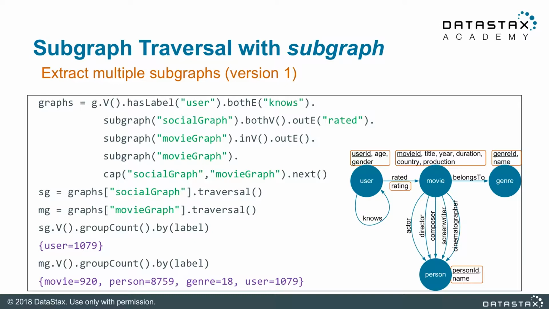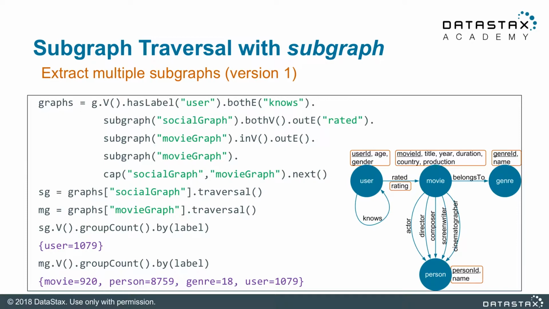We see the vertex and edge statistics of the socialGraph. As expected, there are 1,079 users and 3,500 relationships relating those users. Then we see the label distribution of the movieGraph. There are 920 movies, 8,759 people, 18 genres, and of course, those 1,079 users who are rating them. Likewise, we can count the number of edges relating those things, and we can get interesting facts, like that there are 1,668 screenwriters or 1,061 directors in our database.